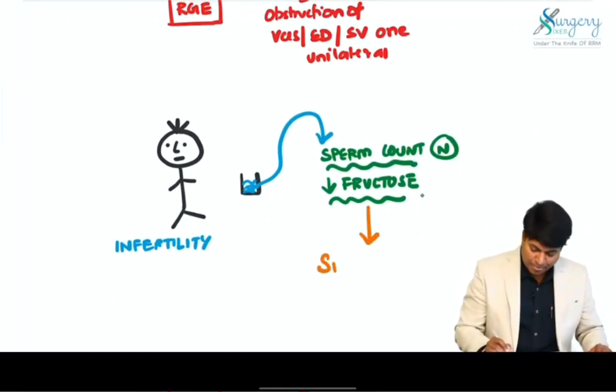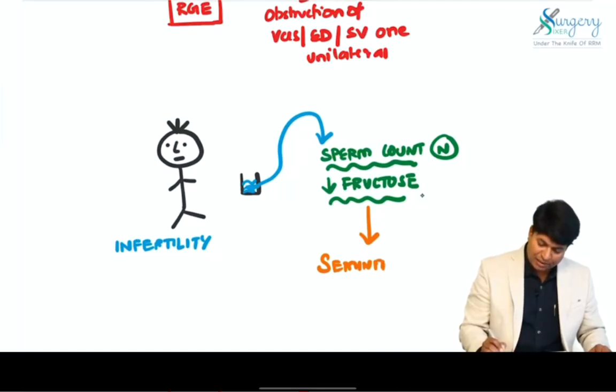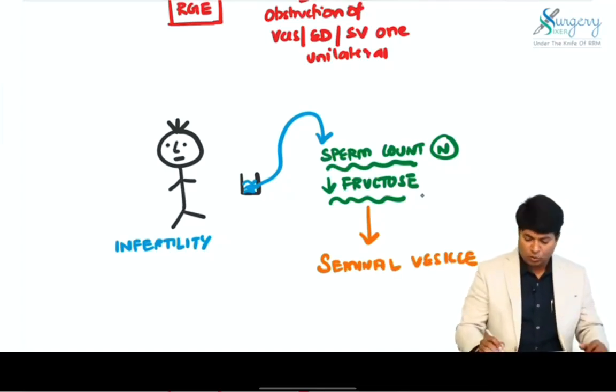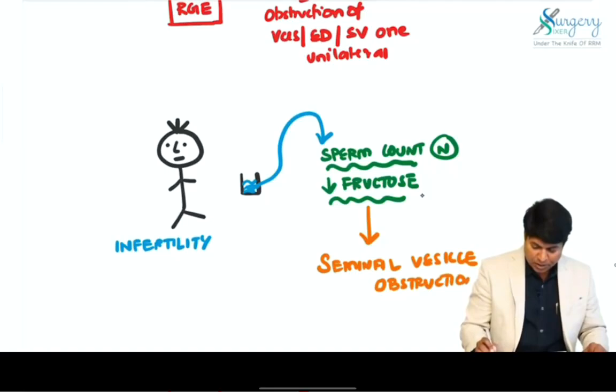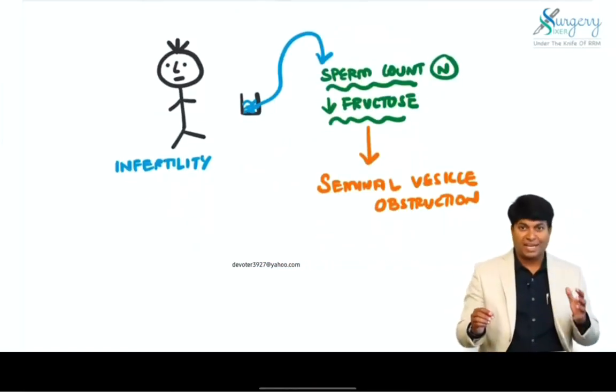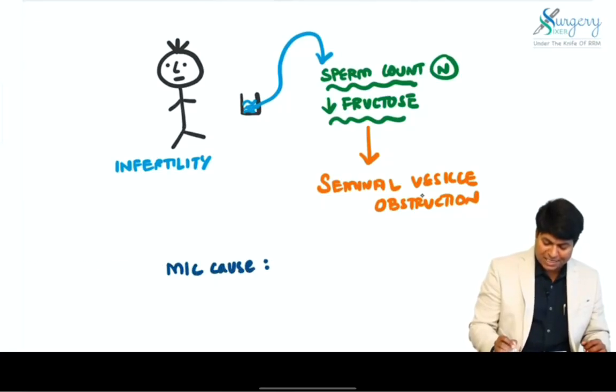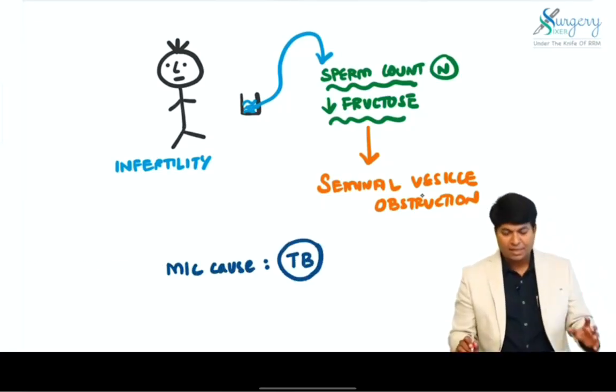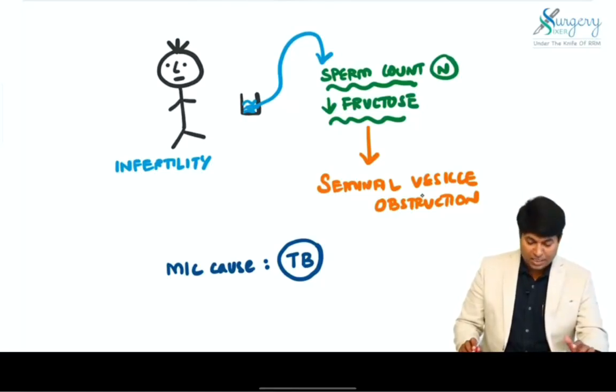It means there is obstruction of the seminal vesicle, which is producing the fructose. So seminal vesicle obstruction, ejaculatory duct obstruction, vas obstruction. I'm telling you, there are many places of obstruction. What may be the common cause in India? The most common cause of these types of obstructions is tuberculosis, same as fallopian tube obstruction in females. So obstruction of these ducts can be due to tuberculosis.